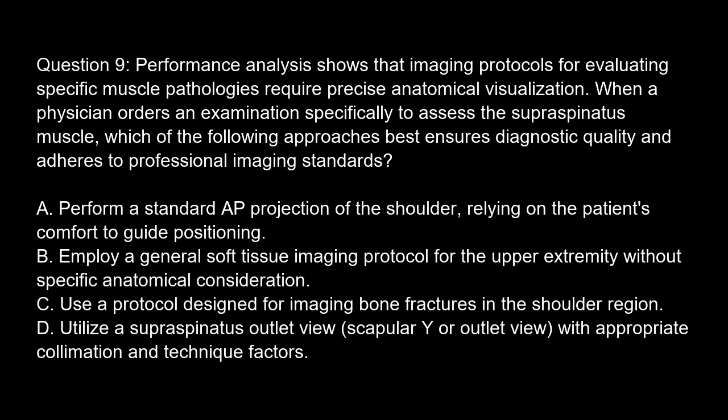Option A. Perform a standard AP projection of the shoulder, relying on the patient's comfort to guide positioning. Option B. Employ a general soft tissue imaging protocol for the upper extremity without specific anatomical consideration. Option C. Use a protocol designed for imaging bone fractures in the shoulder region. Option D. Utilize a supraspinatus outlet view, scapular Y or outlet view, with appropriate collimation and technique factors.